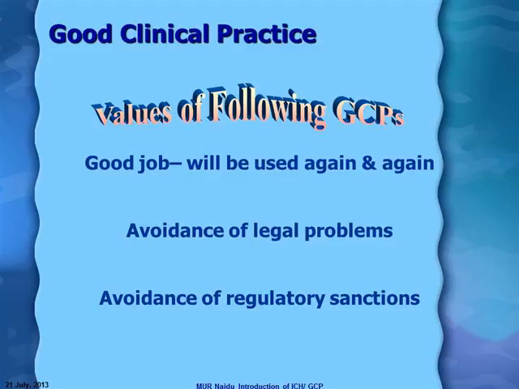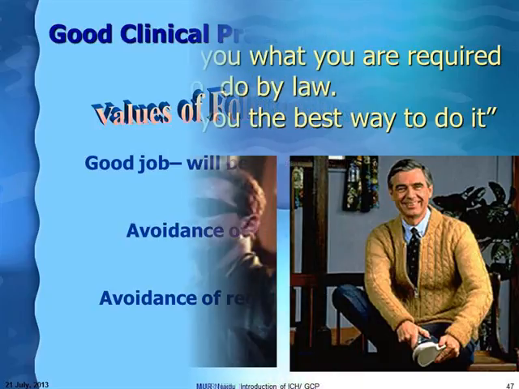What are the values of following GCP guidelines? At the site where the clinical investigator follows the good clinical practice guidelines for conducting their clinical trial, it is appreciated by everybody, and more clinical trials are available for that site and investigator. Second, it avoids the legal problems which are sometimes generated during the clinical trial. And third, it avoids the larger number of queries or denial of regulatory sanction for introducing new drugs into the market.